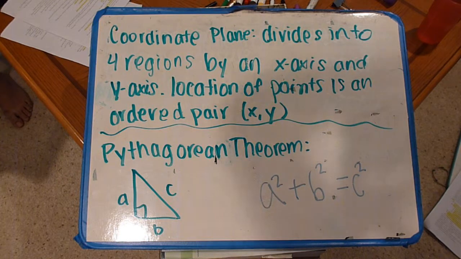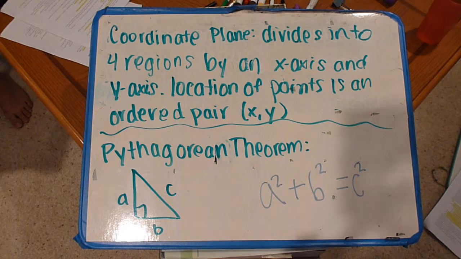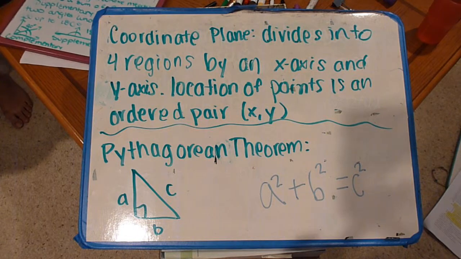Let's solve this problem. Well, first recognize that it's on a coordinate plane. It's divided into 4 regions by an x-axis, the horizontal line, and the y-axis, the vertical line. The location of points like this one is demonstrated by an ordered pair. Now to solve this question, we have to use the Pythagorean theorem. In a right triangle, the sum of the squares of the lengths of the legs, the 2 sides that form the right angle, is equal to the square of the length of the hypotenuse. To find the other length, we're going to use the distance formula.